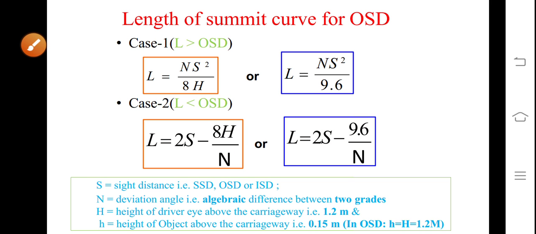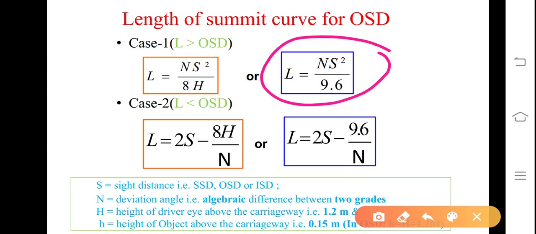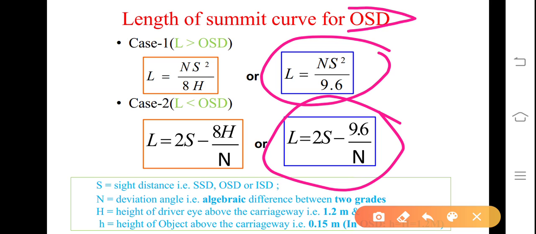Similarly, in case of OSD, we got L is equal to Ns squared by 9.6, because capital H is equal to small h here, and L is equal to 2s minus 9.6 upon N for L less than OSD. Here also N is deviation angle, but S is OSD. In the previous case it was SSD, and the rest of the things are same.